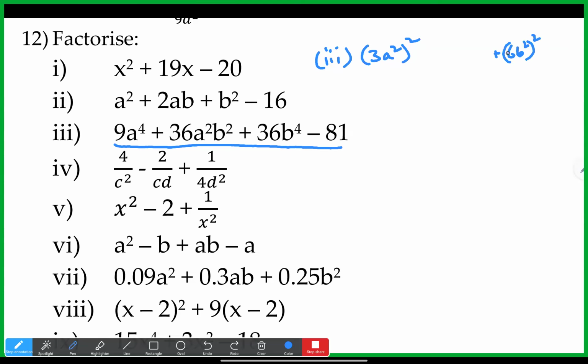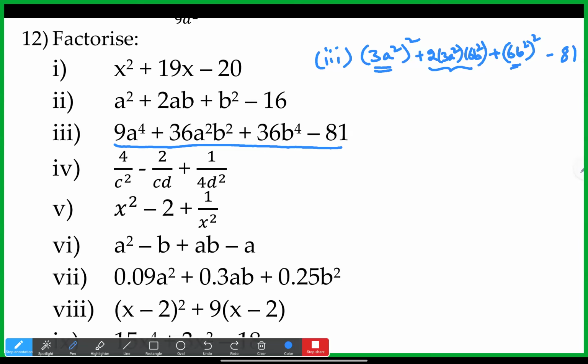In the middle, I left space because there I'll write 2ab. Now plus 2 into a into b. According to me, this is 2 into 3a square into 6b square. Now once you multiply these 3 and check, you will get that term. 2 times 3 is 6, 6 times 6 is 36 a square b square. That only came now.